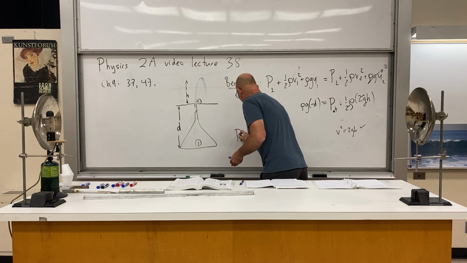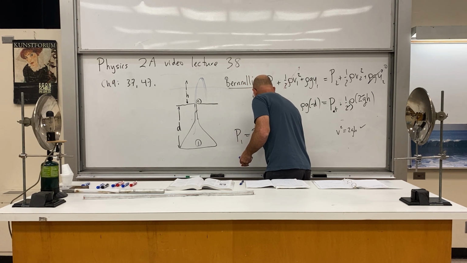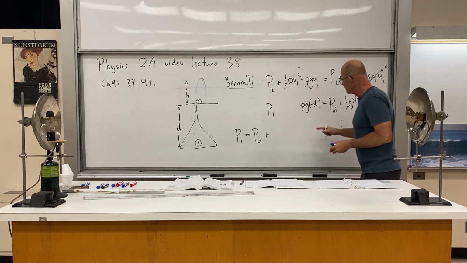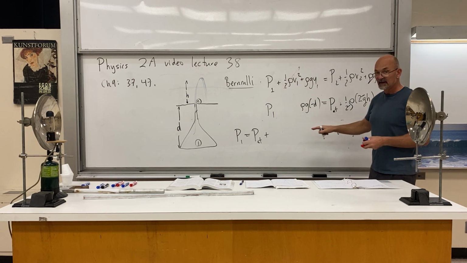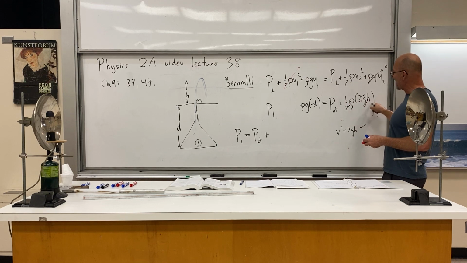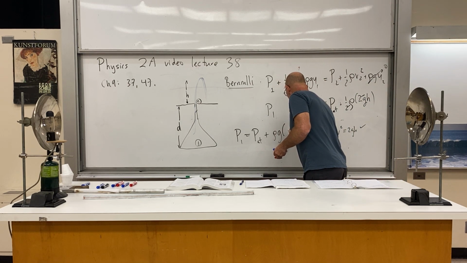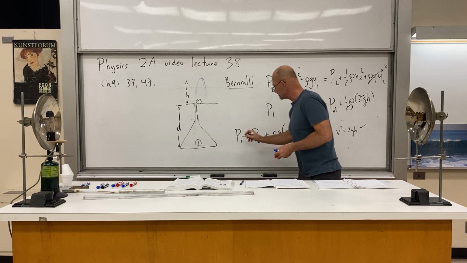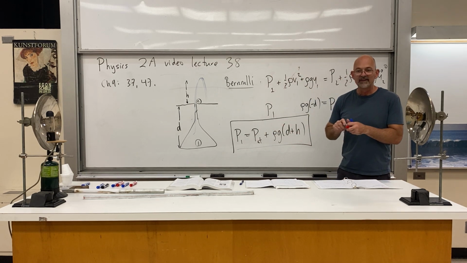We get the cancellation of these 2's. We're going to have P sub 1 equals, we'll take the atmospheric pressure, and then rho g negative d goes to this side and adds to this rho gh. So plus rho g h plus d, or d plus h. And this is a completely reasonable problem.